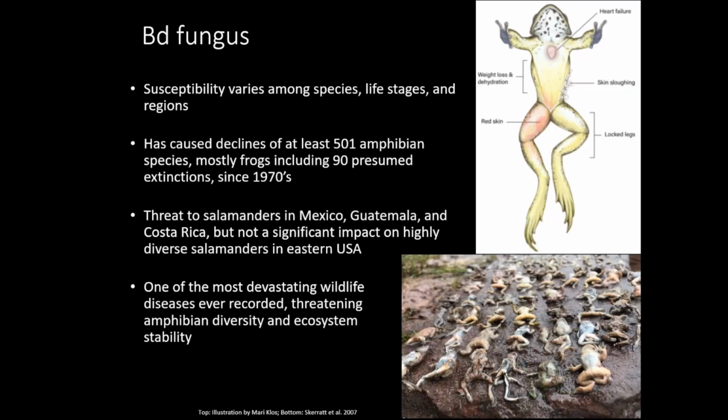So as I mentioned, it does not impact all frogs, but it has been attributed to causing amphibian declines in at least, well, over 500 species, and potentially 90 extinctions have been caused by this pathogen. So it hasn't really been that impactful on salamanders generally. Most of you have probably seen a documentary with frogs and the BD fungus. It is very devastating. But here in North America, our frogs have handled it a little better.